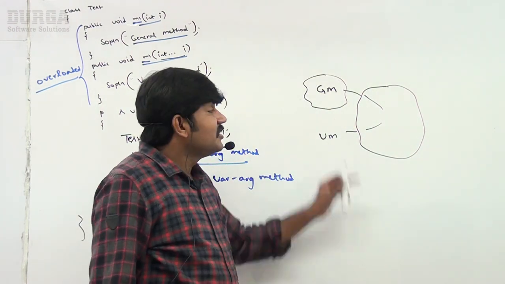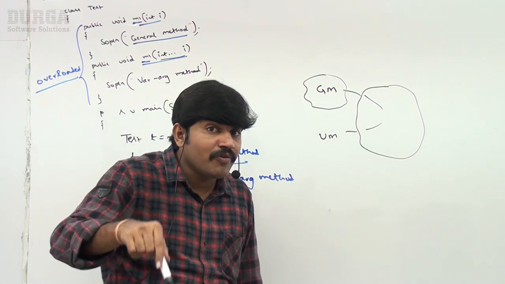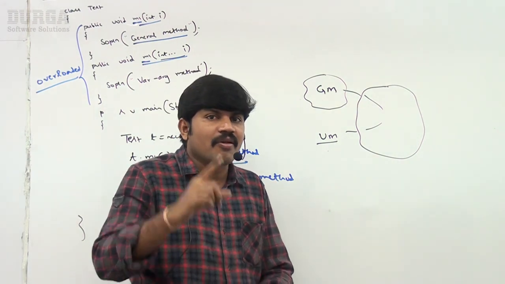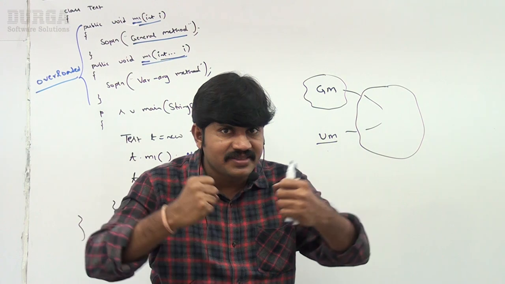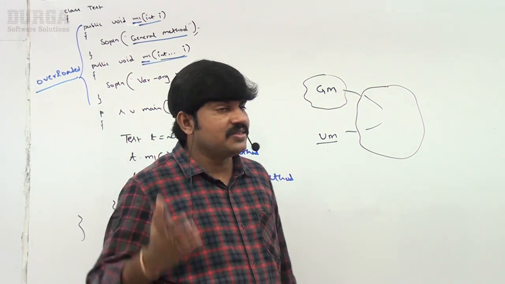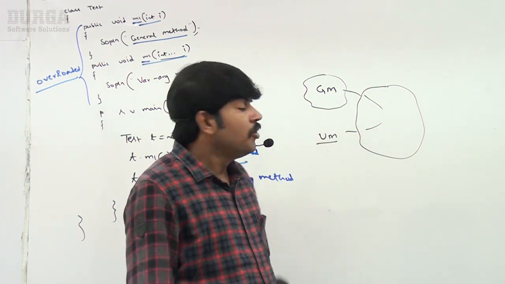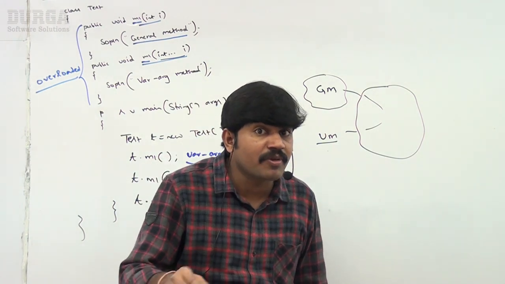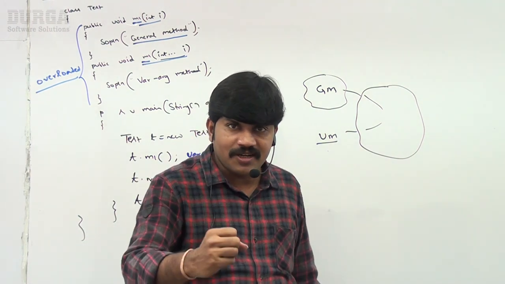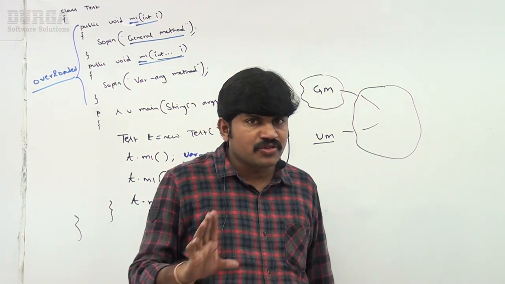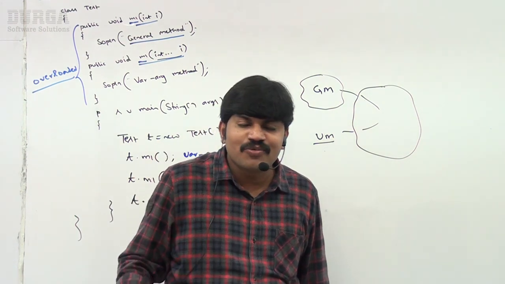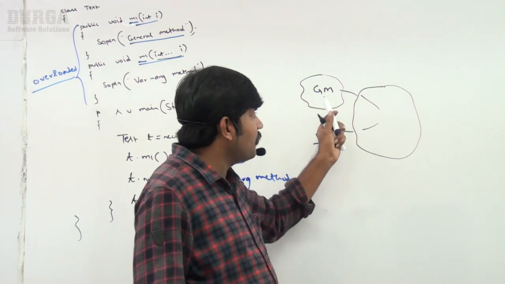The reason is that the general method concept came from version 1.0, but the varargs method concept came later as a new concept, in version 1.5. Whenever there is a fight between an old concept and a new concept, the old concept is always going to win the race in Java. In Java, old is gold. Remember this. So which concept is always going to get the chance? The old concept, which means the general method.